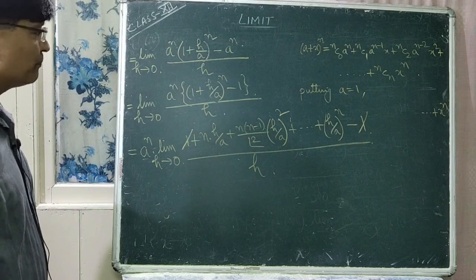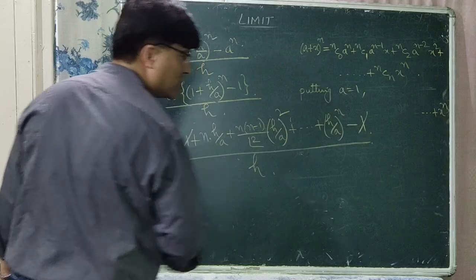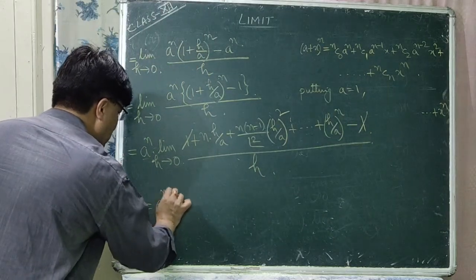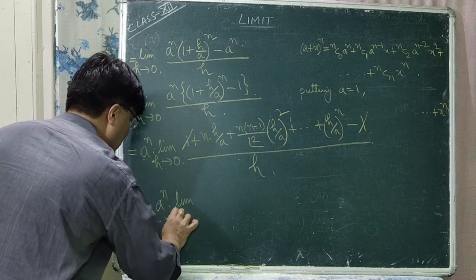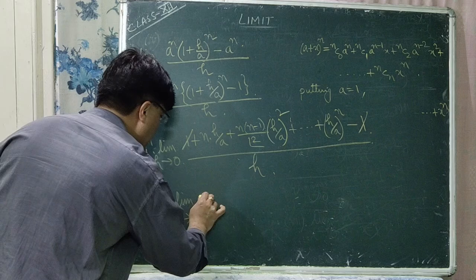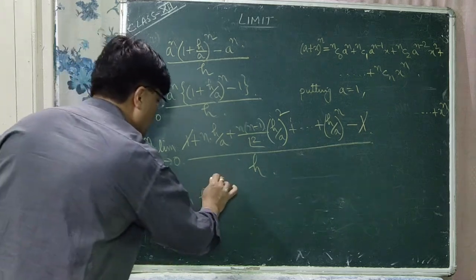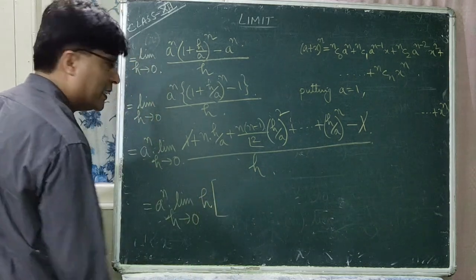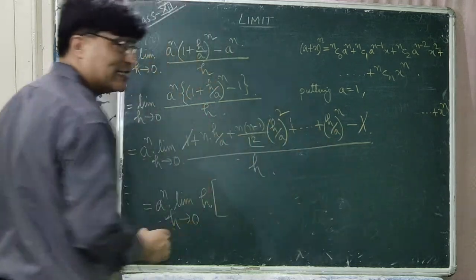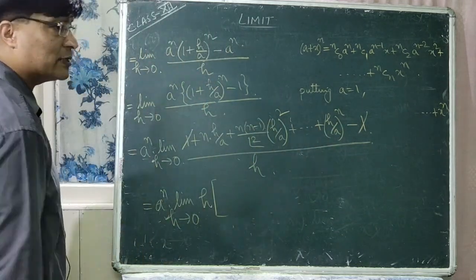Is that understood now? So you can take common out here now. What is common out there? This is h. So it is equal to a to the power n into limit h tends to 0. Now here h is common, right? So within third bracket, what do we get? Here h is taken common. All these terms contain h out here. So we have taken h common now.